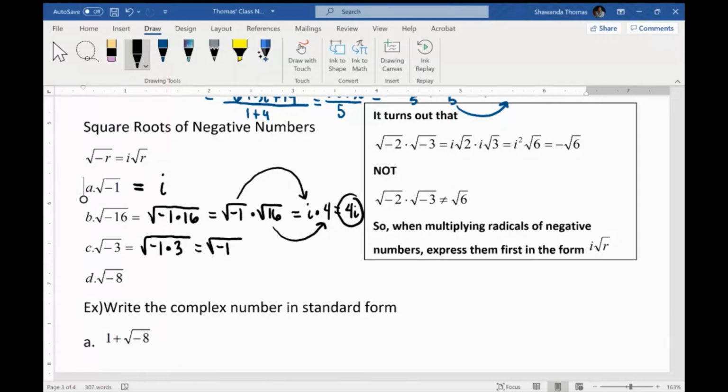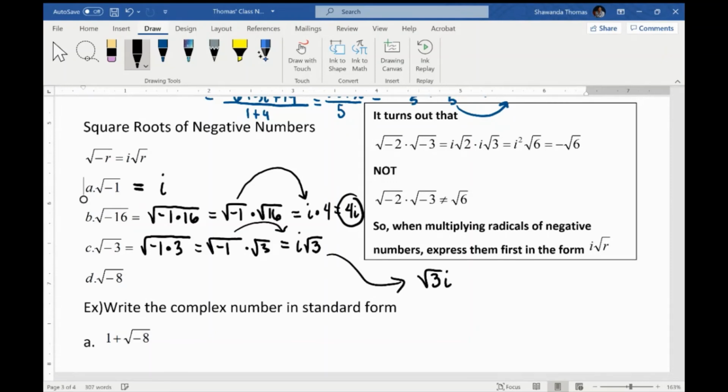Here we go. Square root of -1 is what? I. Y'all gonna get tired of me asking that. Now, 3. Is 3 a perfect square? No. So we cannot break down the square root of 3 anymore. So it's I times the square root of 3. And yes, this is the same thing as the square root of 3I.